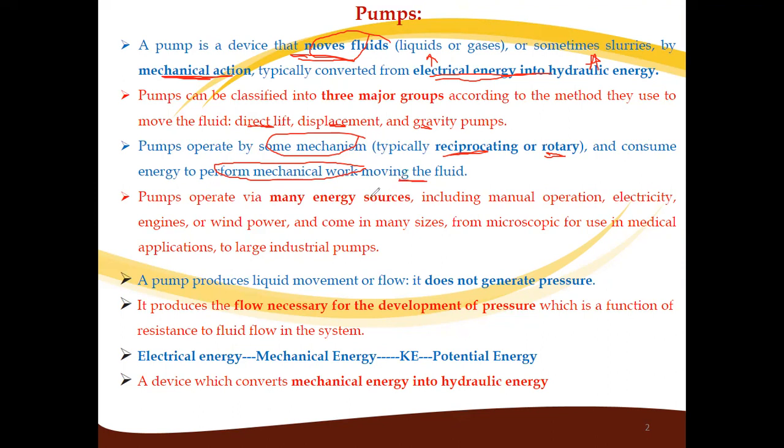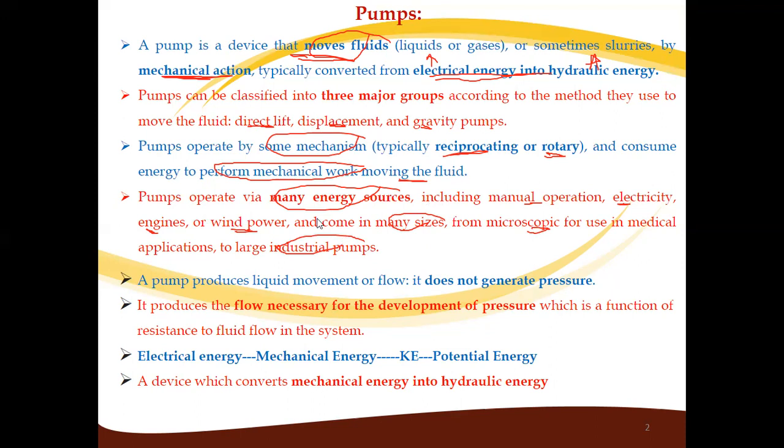Pumps operate via many energy sources, which include manual operation, electricity, that is by using an electric motor, and engines, that is IC engines, internal combustion engines. Then pumps can operate by using wind power. And these pumps come in many sizes, from microscopic pumps used for medical applications to large industrial pumps. So the size can vary from microscopic to macroscopic to large industrial pumps.